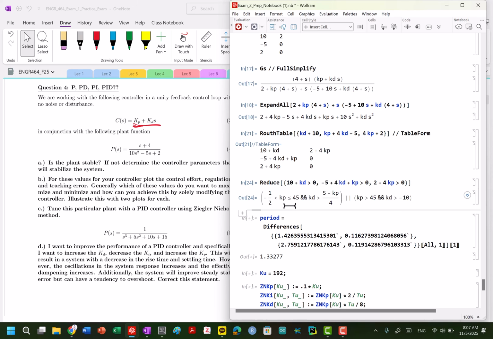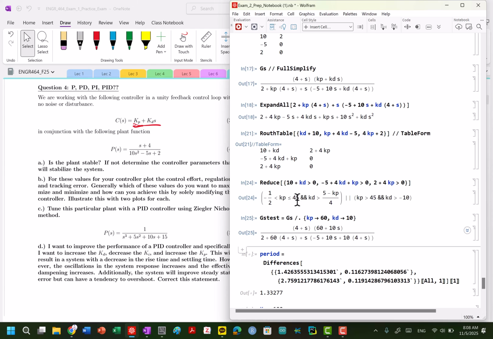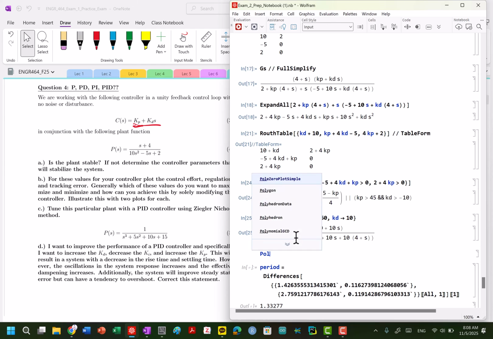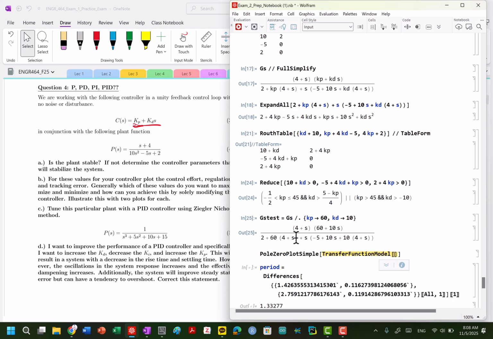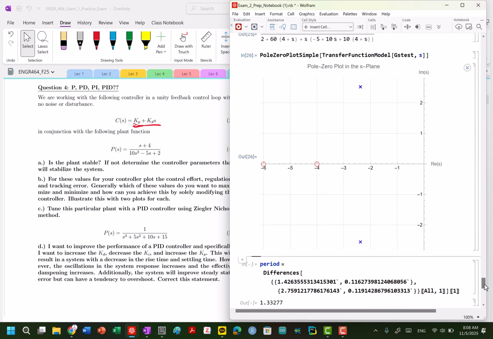And actually, let's try to visualize that. I'm going to say my G(S) test is going to be equal to G(S) slash dot, KP goes to 60, and KD goes to, let's just put 10. Let's also verify that that system is stable. So actually, we can do a pole-zero plot. I can do my transfer function model G(S) test in terms of S. We can see if those poles are 0. And it looks like we are indeed good.